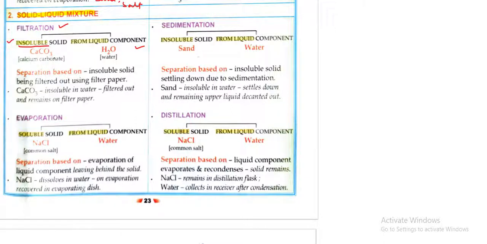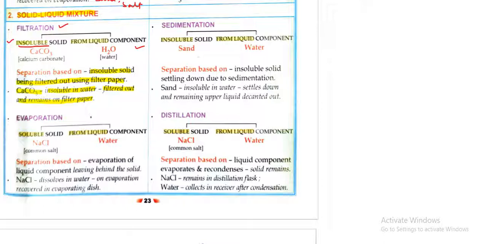We separate the insoluble solid from the liquid by using a mesh or by using a membrane. Okay, so in this method, what happens? The insoluble solid is filtered out using filter paper. For example, calcium carbonate, which is insoluble in water. When it is filtered out, the calcium carbonate remains on the filter.